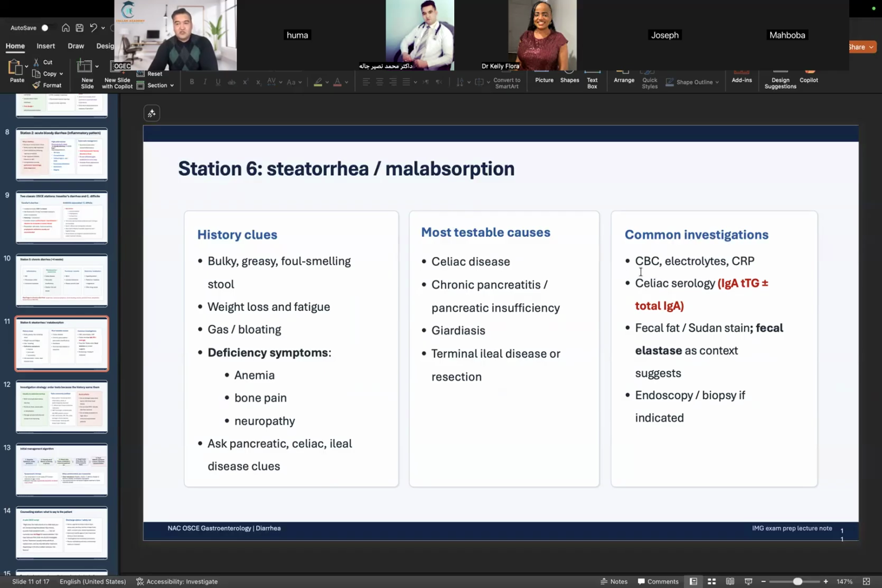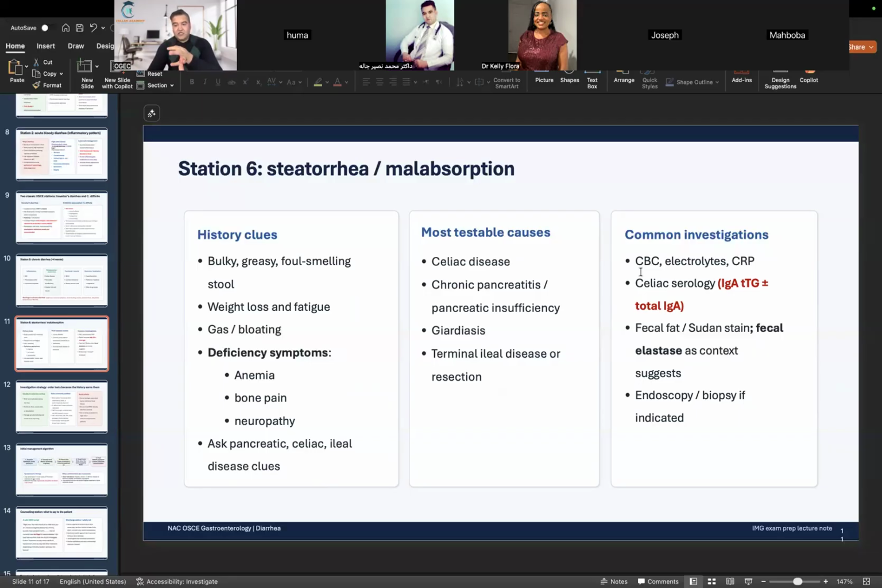Common investigations. These are the things that you need to include when you're doing investigation. If you have history plus investigation, or history plus management, you cannot afford to miss this. CBC, electrolytes, CRP. CRP is an acute phase reactant, so it will be high in any inflammation, but very sensitive to bowel inflammation. It means if there is inflammation in the small or large bowel, this will go up. And for celiac, the IgA and tissue transglutaminase, total IgA, these have to be checked.